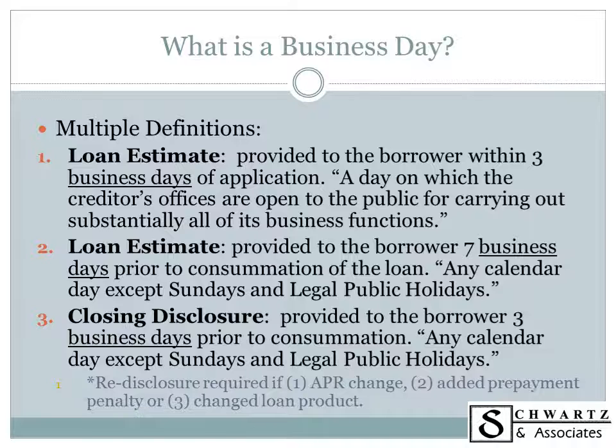The next timing requirement is brand new and will certainly take some time to get used to. The closing disclosure must be provided to the borrower 3 business days prior to consummation. Here, business day is any calendar day except Sundays and legal public holidays. If the closing disclosure is not accurate, a corrected closing disclosure can be given to the consumer on the day of closing. However, if the change relates to an APR change of more than 0.125%, or the addition of a prepayment penalty, or a change to the loan product itself, such as going from a fixed rate to an adjustable rate, then a new closing disclosure must be issued and a new 3 business day waiting period must elapse.